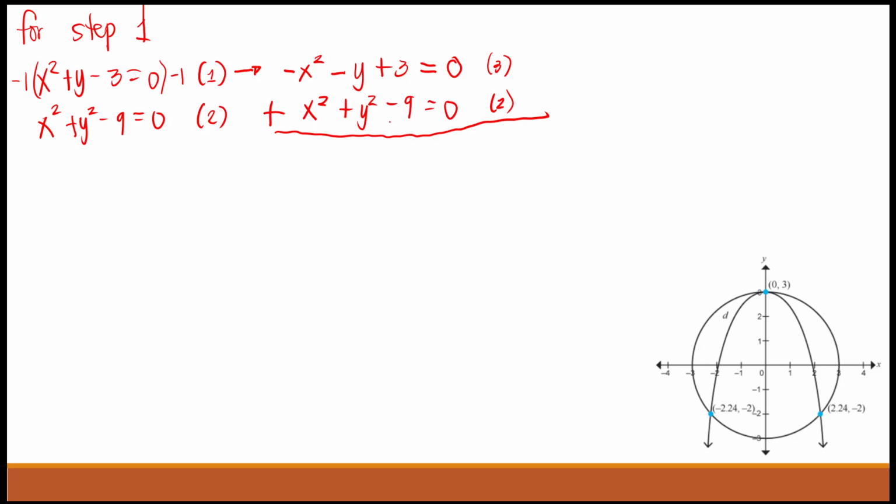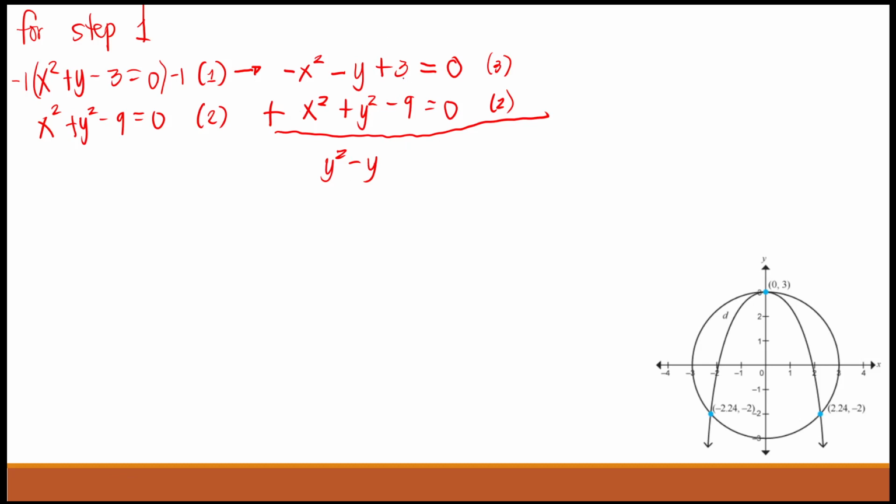Hindi sila parehas ng degree ni y squared. So ang gagawin ko lang is ikokopyahin ko na lang siya. So y squared minus y. No, we can't combine negative y plus y squared. We cannot add them because they have different degree. So we just copied it as is.